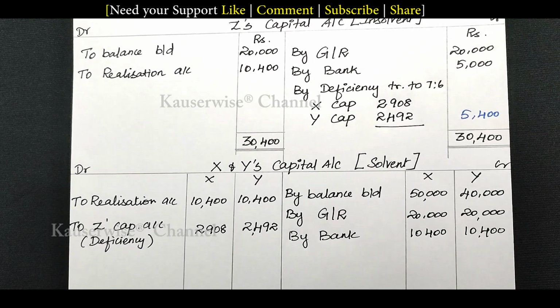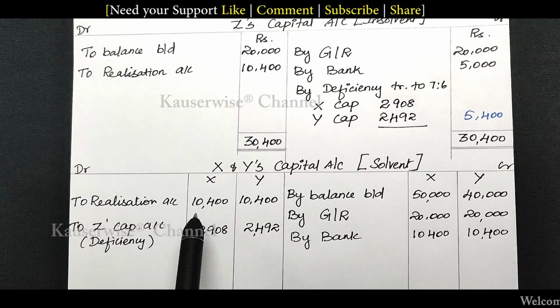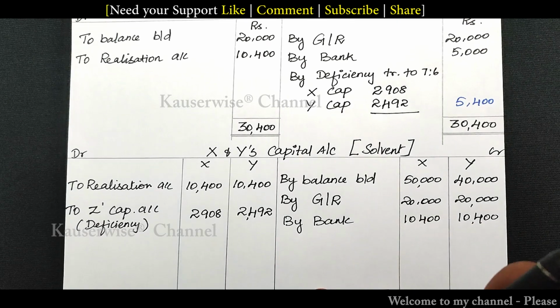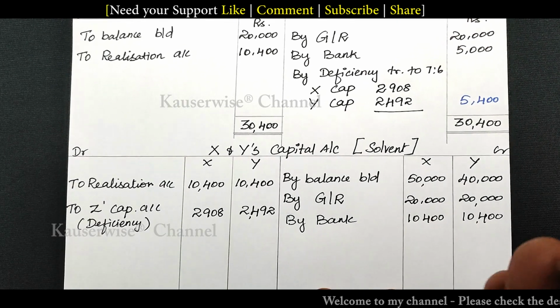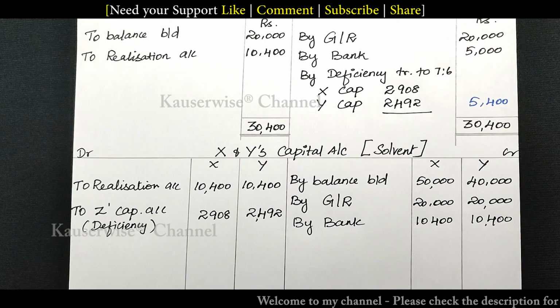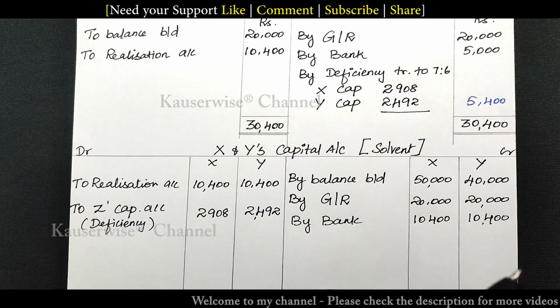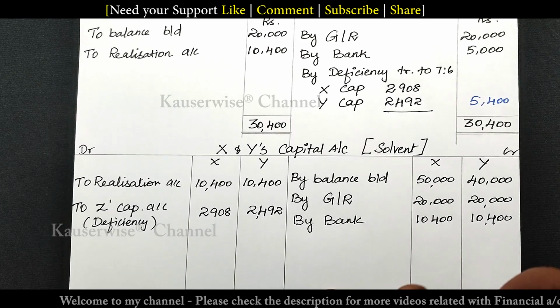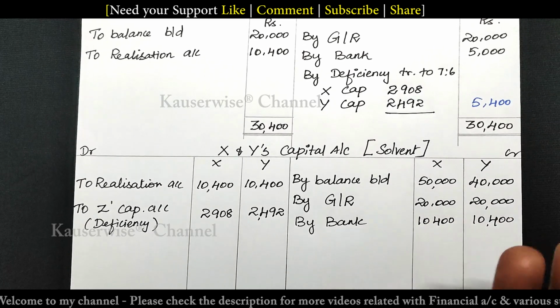Now suppose the solvent partner is also having a debit balance of capital account, which means in the old balance sheet, the solvent partner's capital account is showing a debit balance, that is on the asset side, but the partner is solvent, his capital account showing a debit balance.